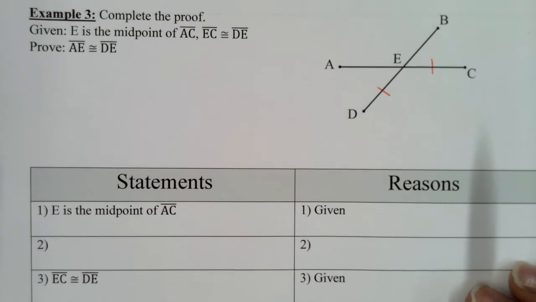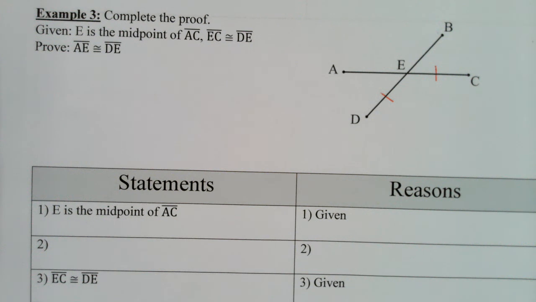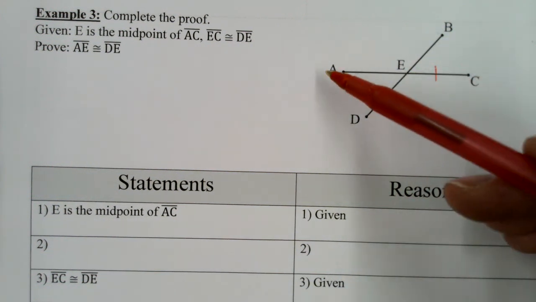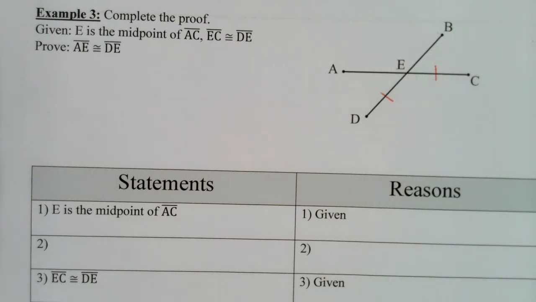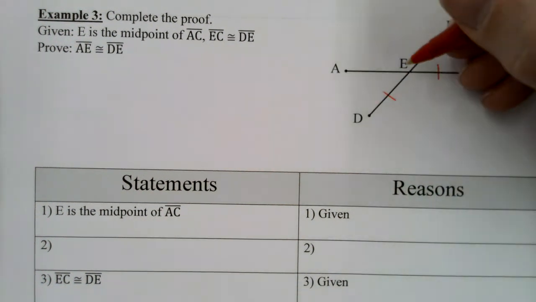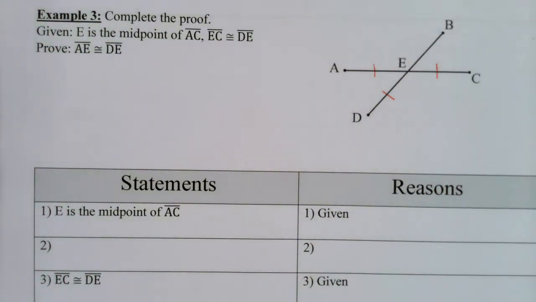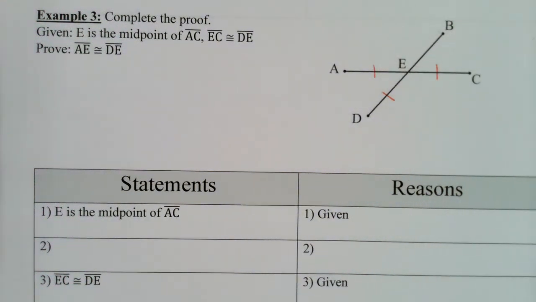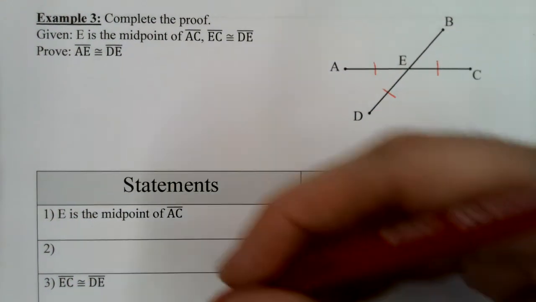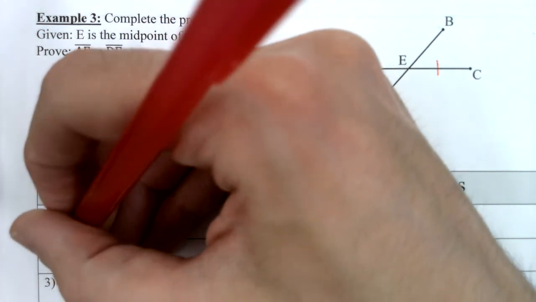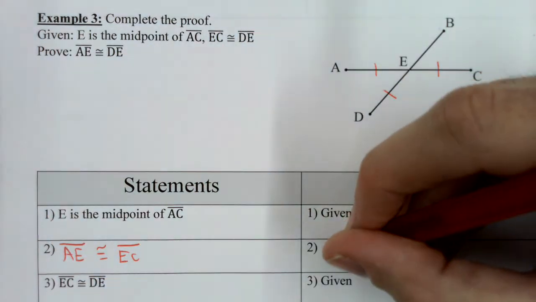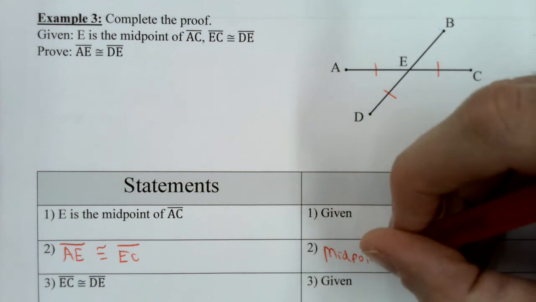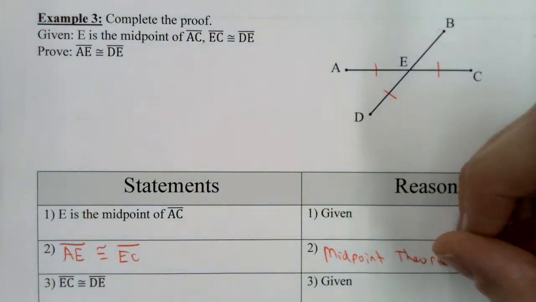So if you look, statement 1, E is the midpoint of AC. That means it's cut in half. So this half is congruent to that half. So I'll label that. That has 1 tick mark, so I'll put 1 tick mark on here. So I have AE is congruent to EC because E is the midpoint. AE is congruent to segment EC, and that reason is from the previous lesson. That is called the midpoint theorem.